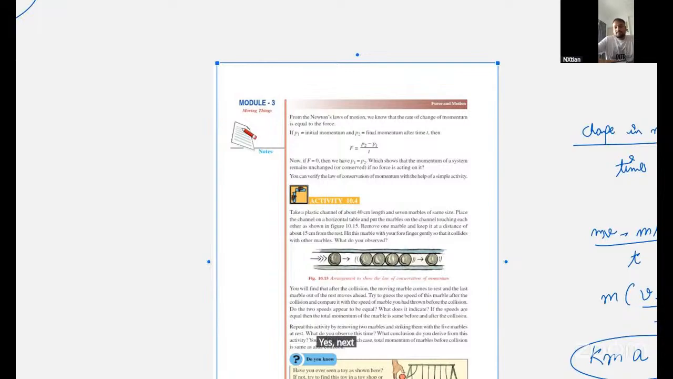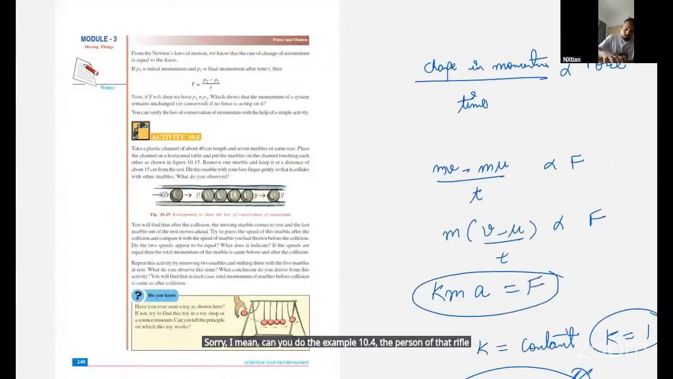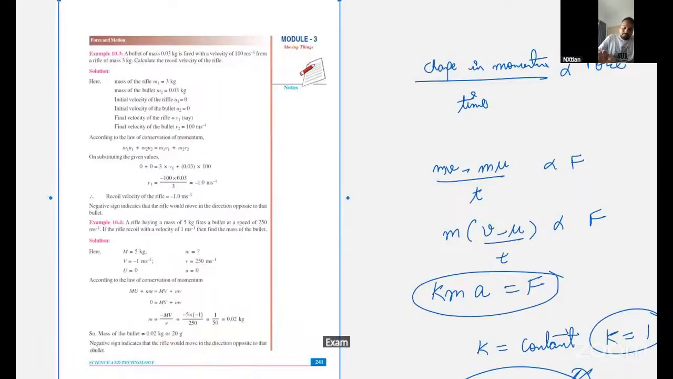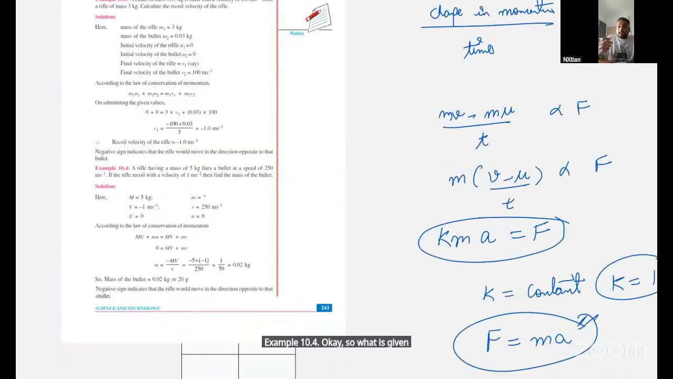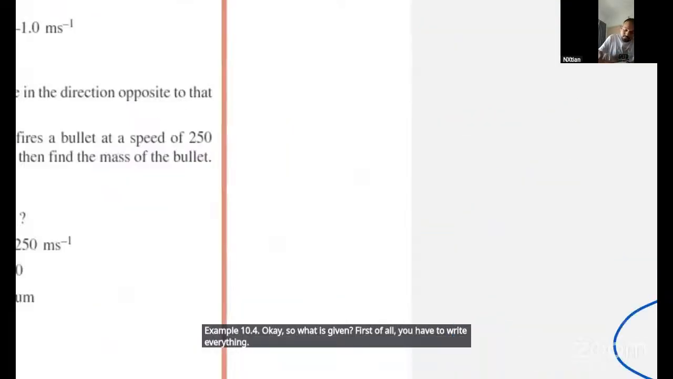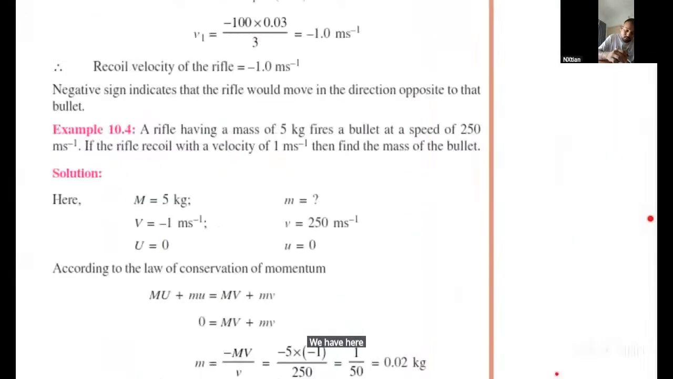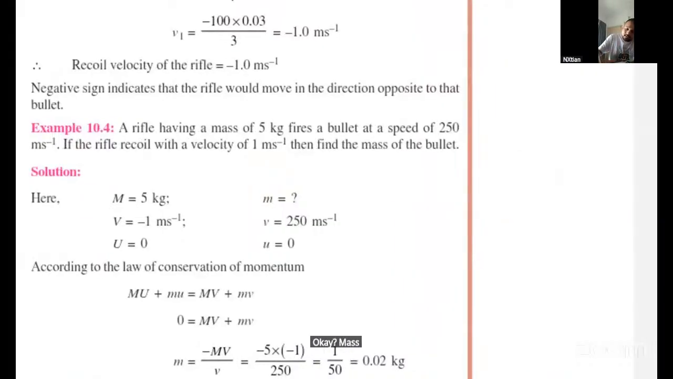Yes, next part, please. Sorry, can you do the example 10.4, the question of that rifle? Example 10.4. Okay, so what is given? First of all, you have to write everything. We have here the mass of a rifle. So I'll take it as mass MA, which is 5 kg.